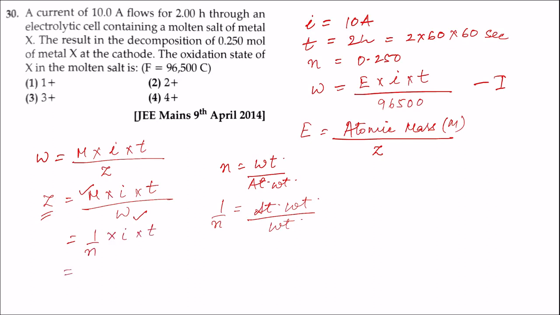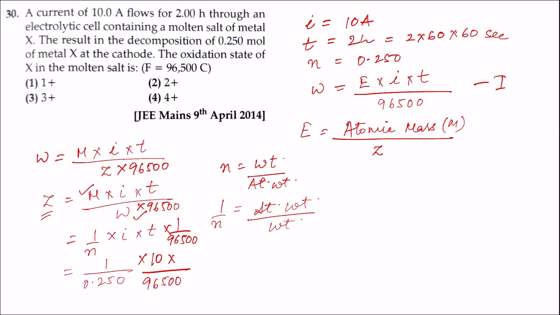Now putting the values, this is 1 by 0.250 multiplied by, what is the value of current? The value of current is 10 ampere multiplied by time. Time in seconds, divided by 96500 coulombs. Here 96500 coulomb is in the denominator.